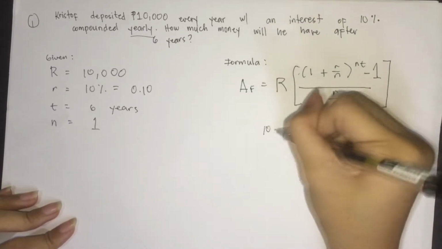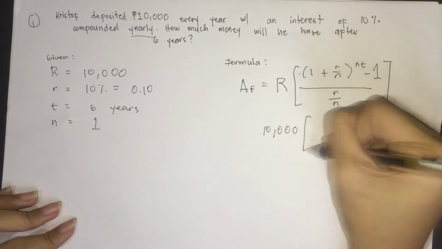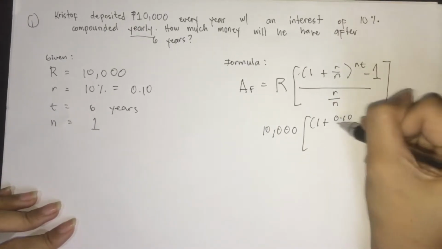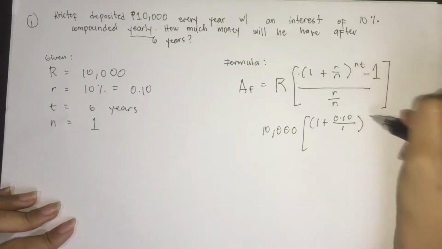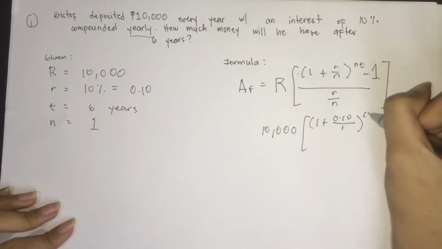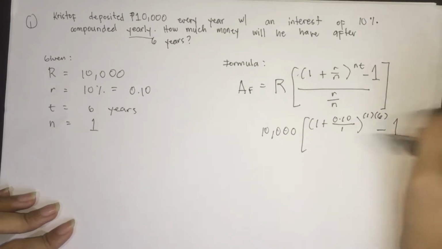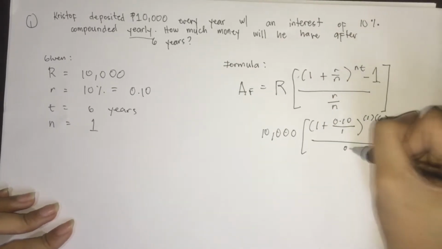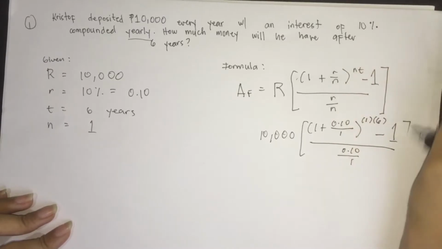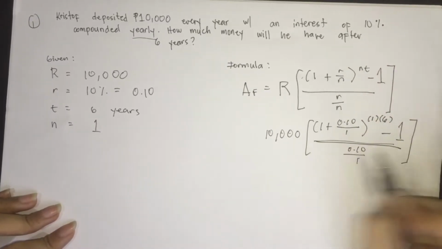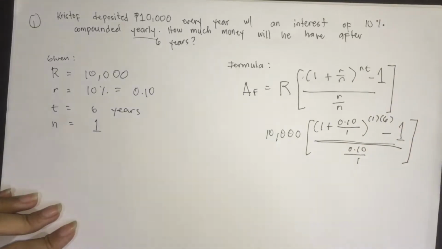So R is 10,000, r is 0.10, the n is 1 and n is 1 still. The time is 6, minus 1, and over 0.10 over 1. So we need to solve the numerator first before this denominator.